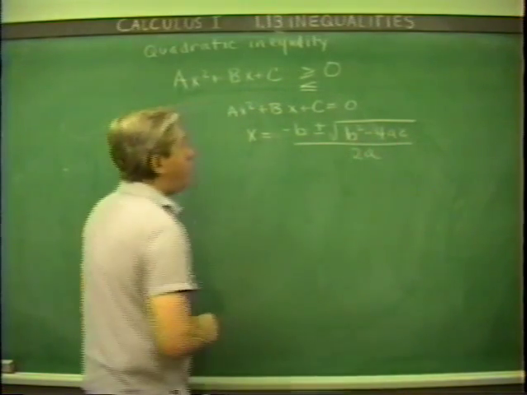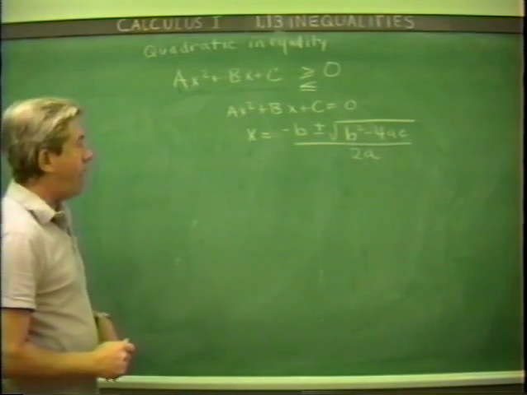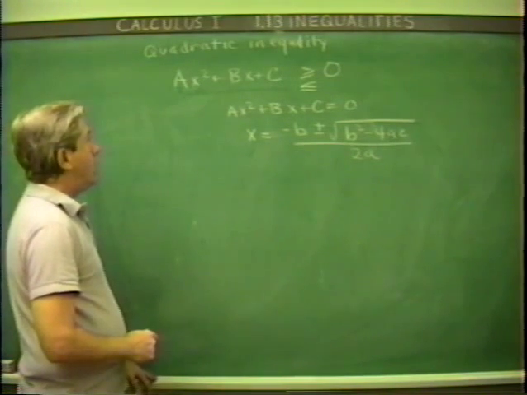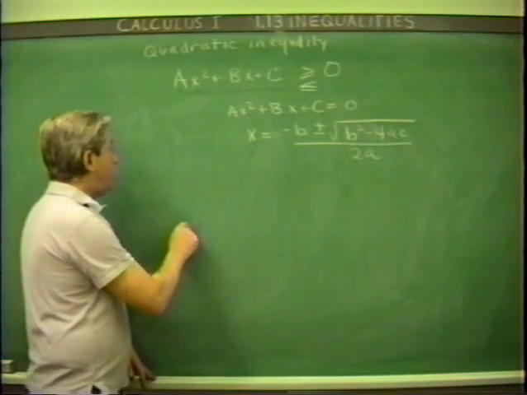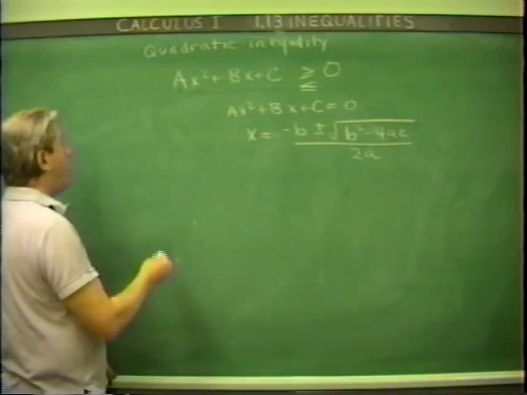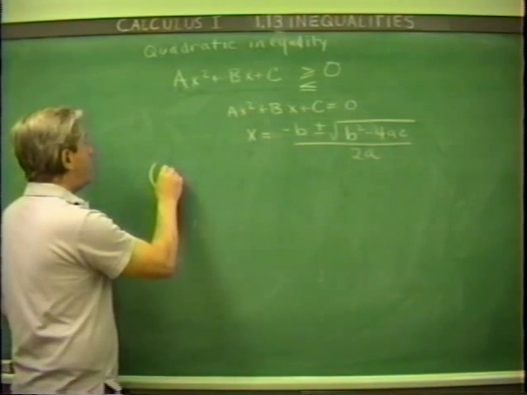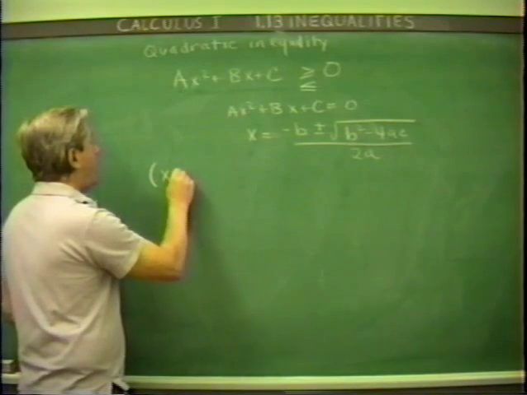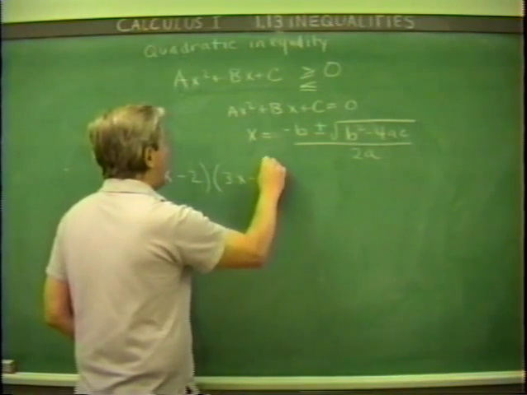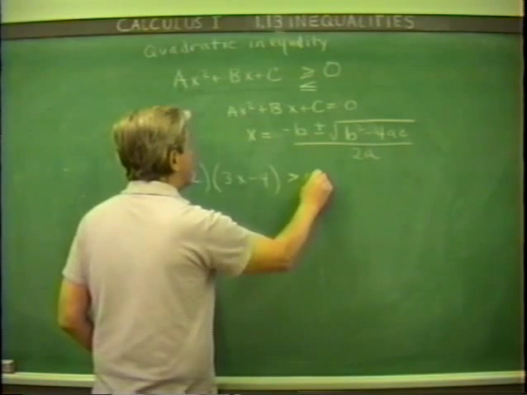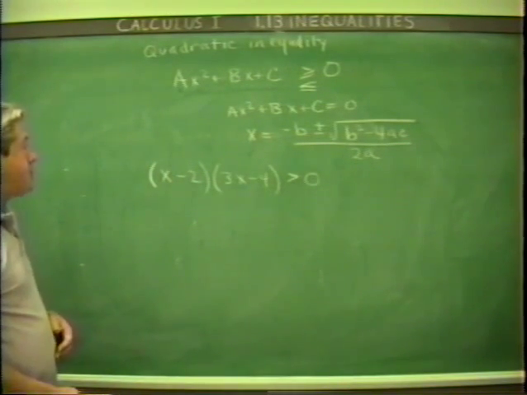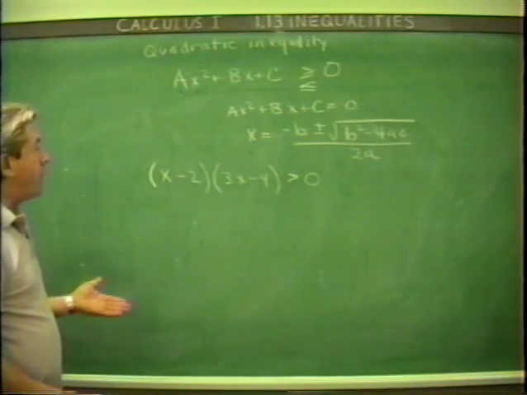If b squared minus 4ac is equal to 0, then this is a perfect square and can be factored as a perfect square. And if b squared minus 4ac is greater than 0, then this quantity can be factored. The thing to do is to factor it. So what you wish to do is get it into factored form as one means of solving the quadratic inequality. So let's suppose that we have done that, for example, and that we have x minus 2 times 3x minus 4. We want to know when this is greater than 0.